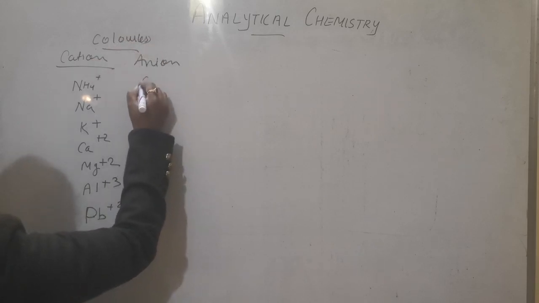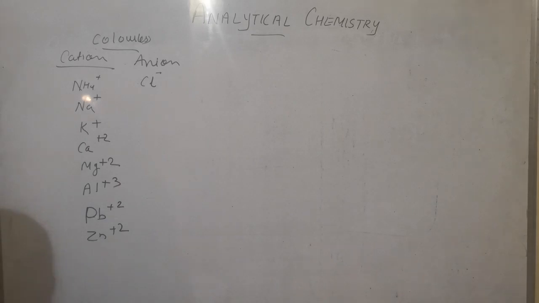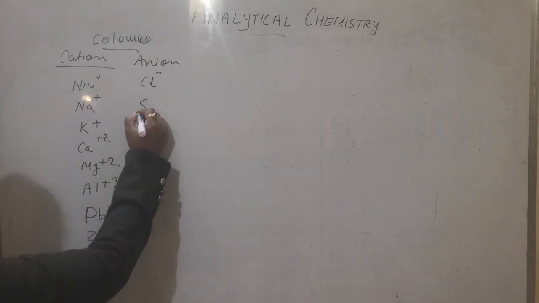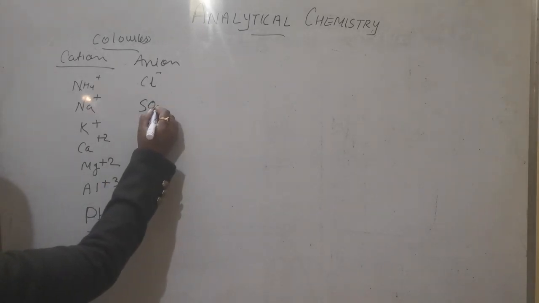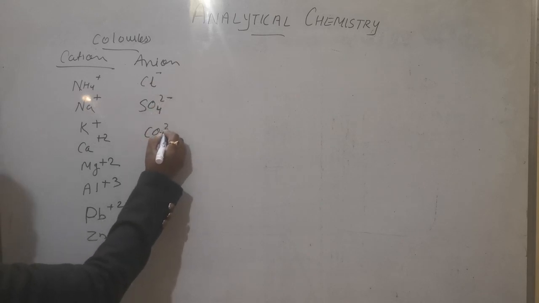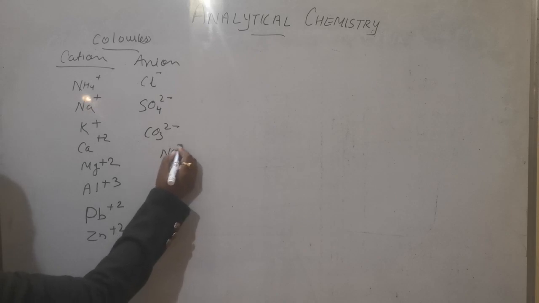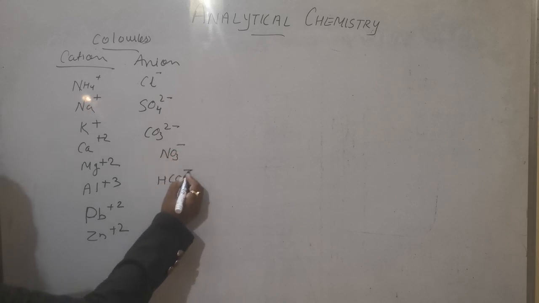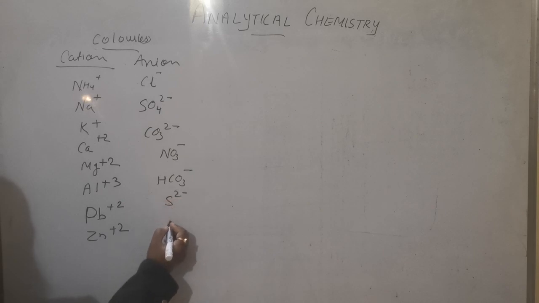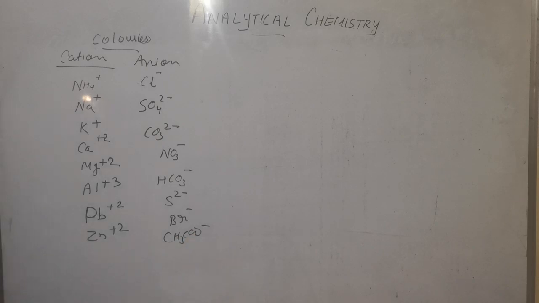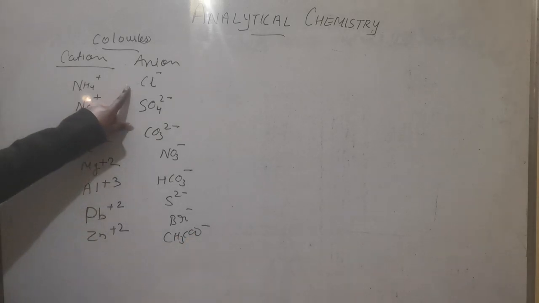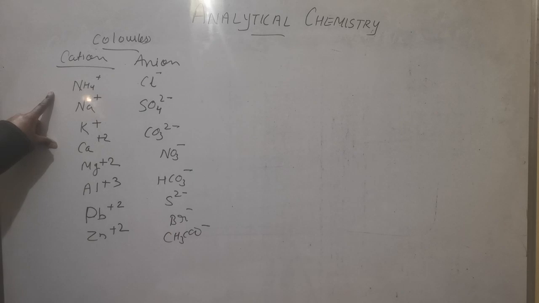What are the colorless anions? Chloride ion, sulfate, carbonate, nitrate, bicarbonate, sulfide, bromide, acetate. So these are colorless anions and these are colorless cations. Now we have to see colored cations and anions.